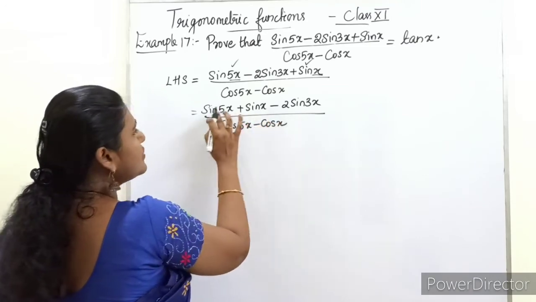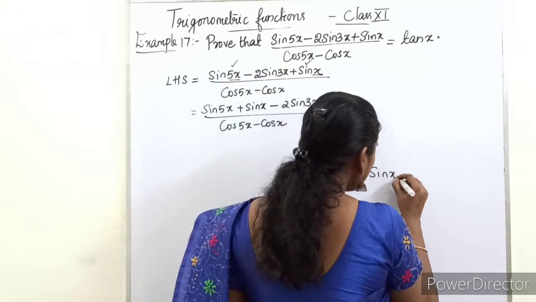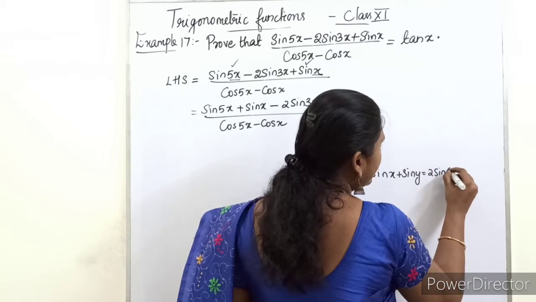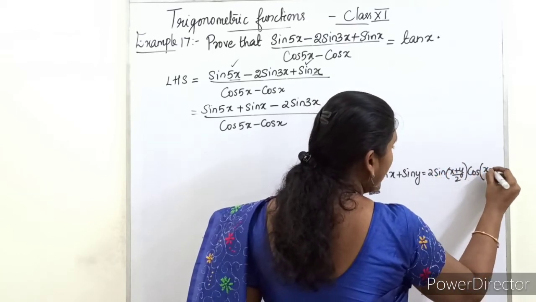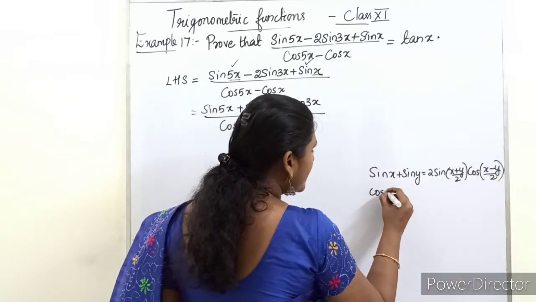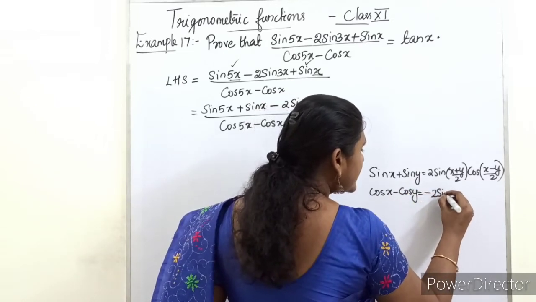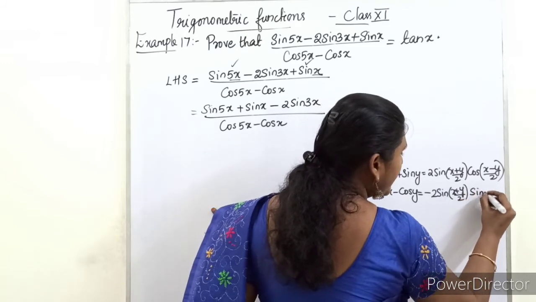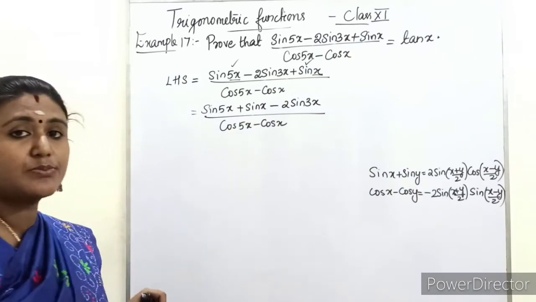Now here we will use the formula. What is sin x plus sin y? Sin x plus sin y is equal to 2 sin((x plus y) by 2) into cos((x minus y) by 2). So this is the formula. Now what is cos x minus cos y? It is minus 2 sin((x plus y) by 2) into sin((x minus y) by 2). So this is the formula for cos x minus cos y.